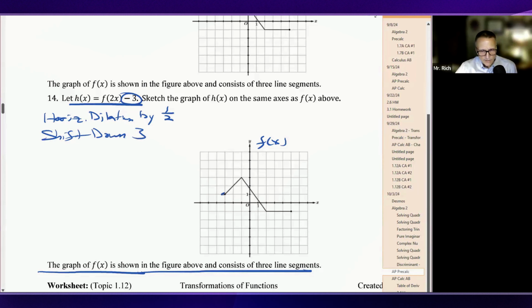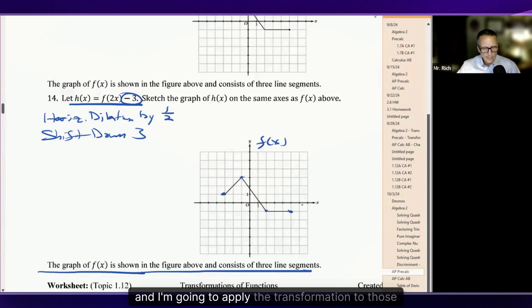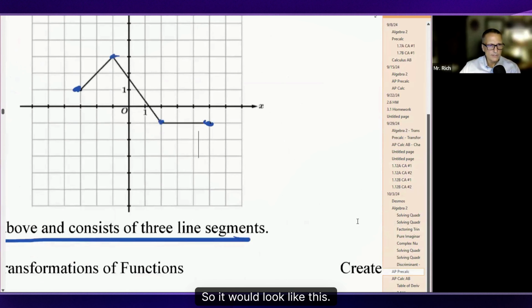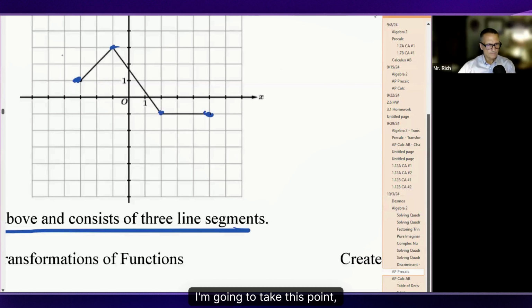So here's what I'm going to do. I'm going to take these points, 1, 2, 3, 4, and I'm going to apply the transformation to those points. I'm going to take this point, squeeze it in half as far from the y-axis. That puts it here at 1.5. And then I would go down 1, 2, 3. So there's the vertical shift of 3. This point gets squeezed in to be half as far. So it's going to go to a 1/2. And then I'm going to shift it down 1, 2, 3. It's going to end up right there.